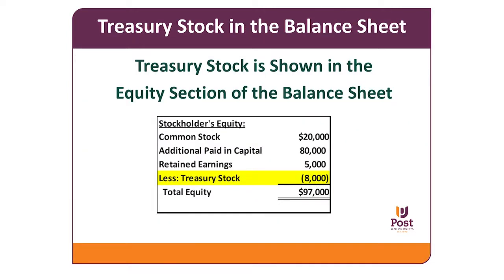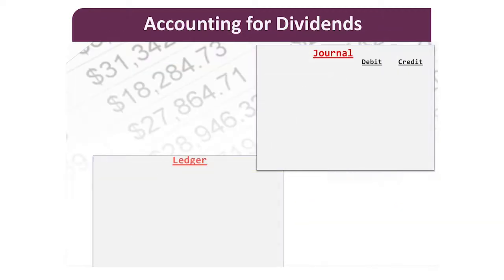Here's how we would show treasury stock on the balance sheet. Notice the contra equity account treasury stock is shown as a reduction of equity. People purchase stock to get a return on their investment. They can make money two ways. The first way is the appreciation on the value of the stock. This is the increase in what the stock is selling for in the stock market. The second way is through dividends.